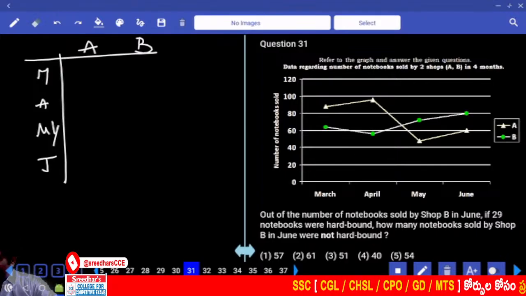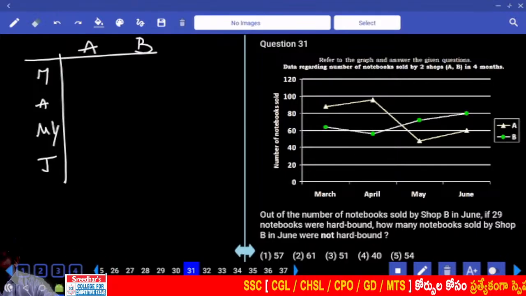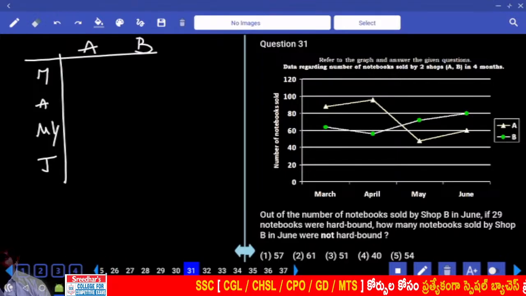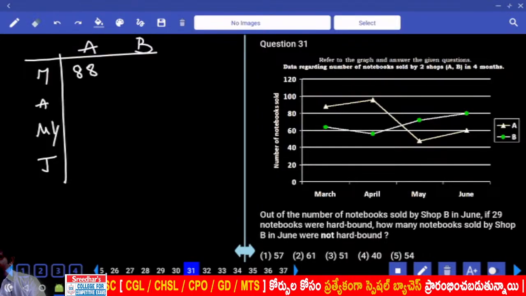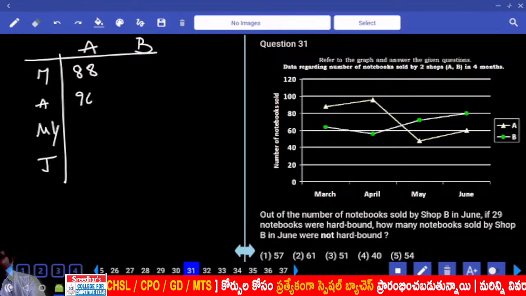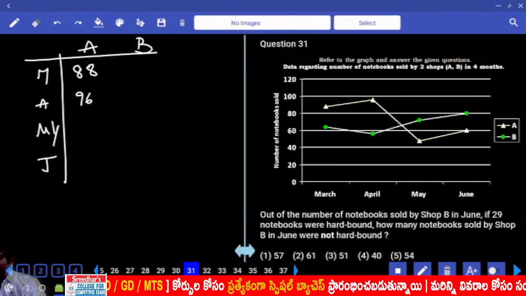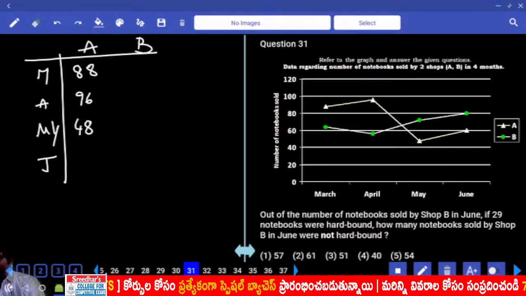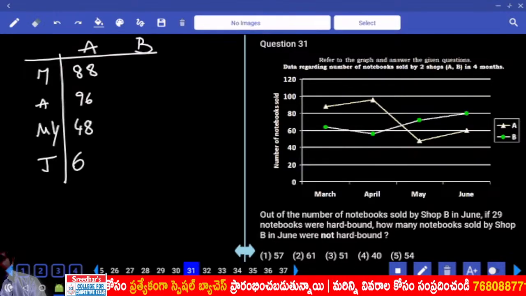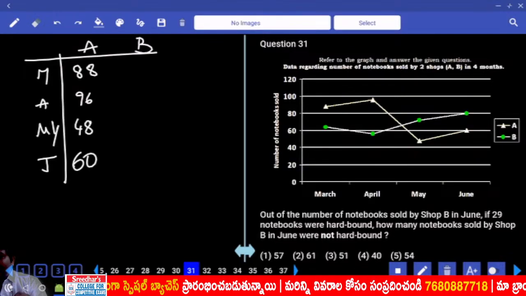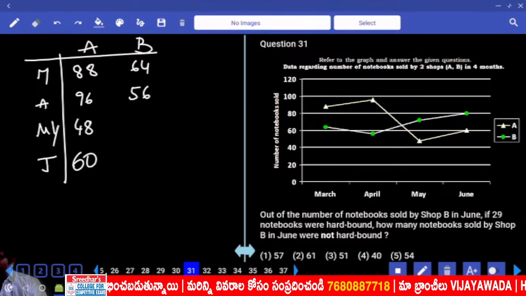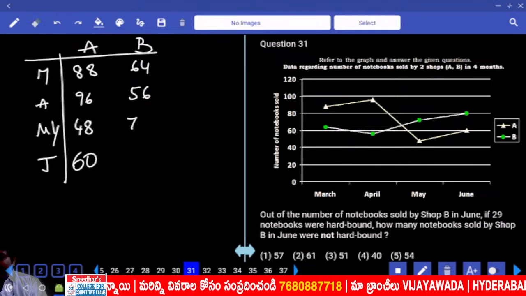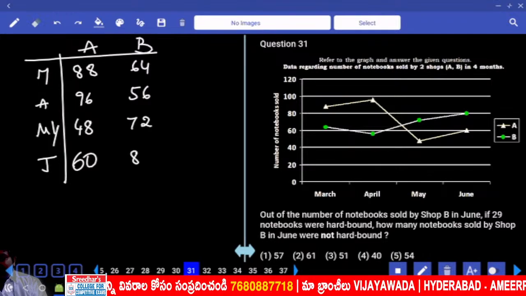Between them we have 5 lines. Each line is 4. A is triangle, which is 88. Next 96. Next is 48. Next is 60. Then 64, 56, 72 and then 80.